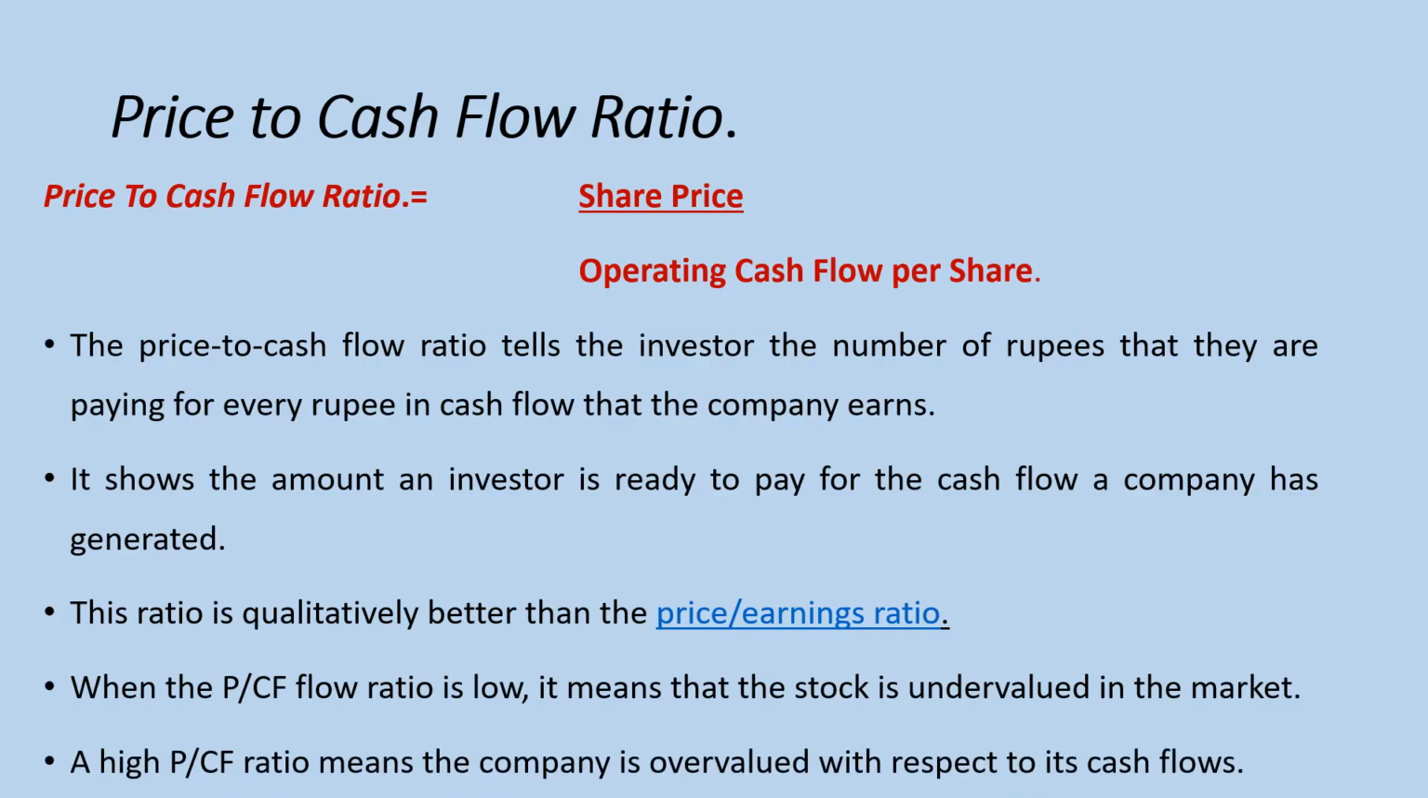Whereas a high price to cash flow ratio is generally seen as worse. It means that the company is overvalued with respect to its cash flows. Hence, a high price to cash flow ratio indicates that the specific firm is trading at a high price but is not generating enough cash flow to support it.